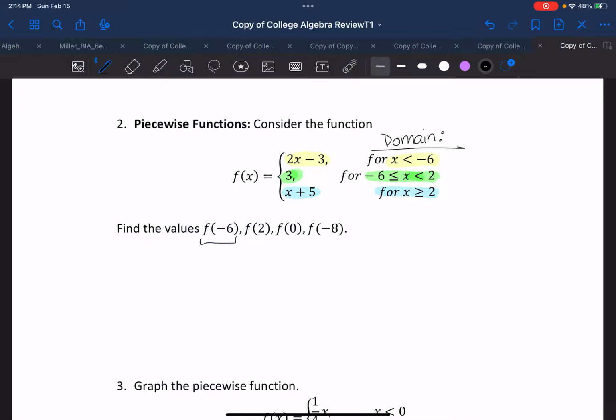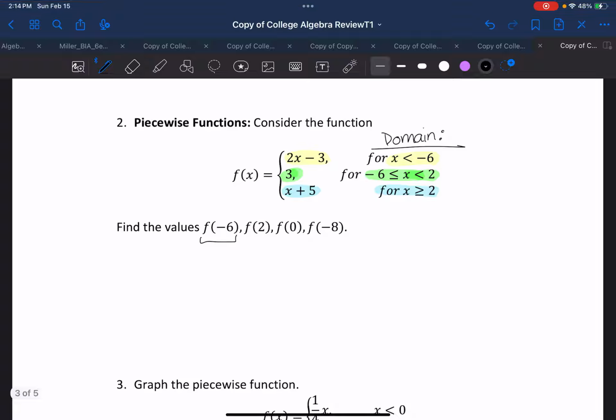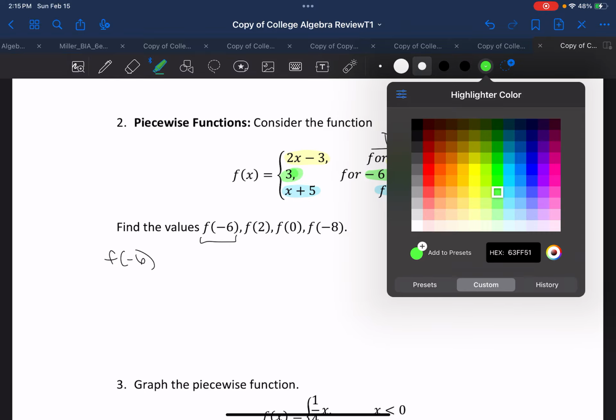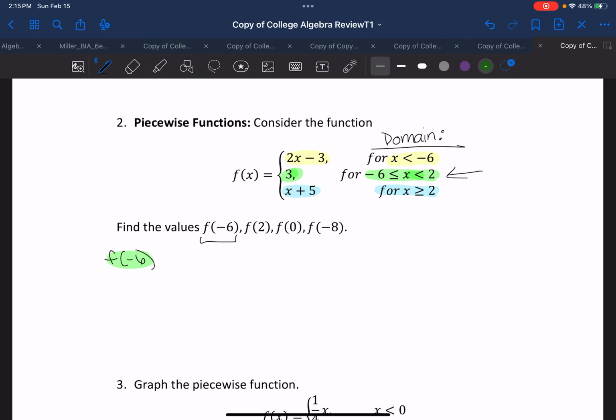So this first one says find f of negative 6. That means I'm plugging negative 6 into the function. So I need to figure out which piece negative 6 falls into the domain. That would be the second piece, because that says for values x that are greater than or equal to negative 6. So it can equal negative 6 in the second piece. And that's just equal to 3. I don't need to plug it into anything because it's just a constant. So the answer there is equal to 3.